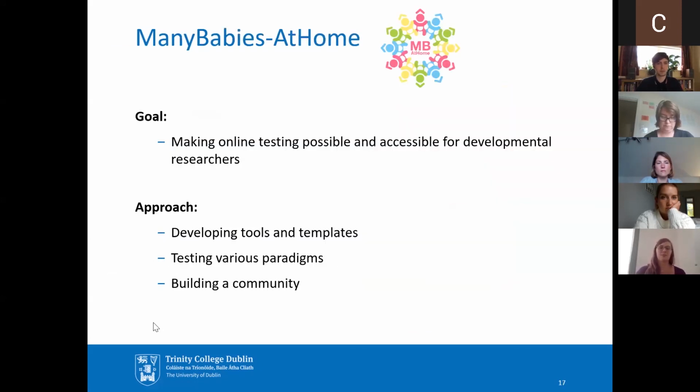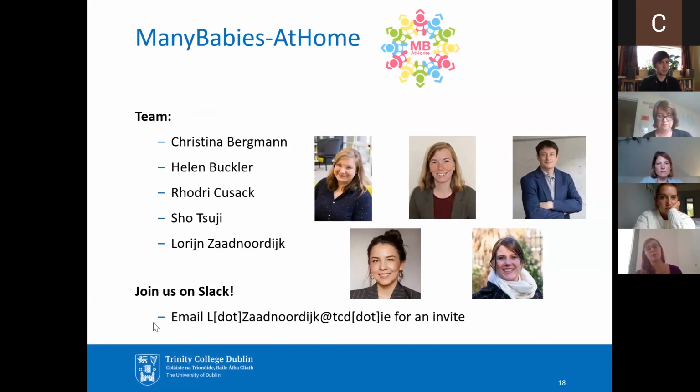In addition to these platforms, there's now a brand new ManyBabies initiative called ManyBabies-AtHome. Unlike previous ManyBabies initiatives, we're not focused on testing one particular cognitive phenomenon, but we're rather a methods-focused project with the goal to make online testing accessible for developmental researchers. And we're always looking for more researchers who are interested in this project. So if you want to join us, let me know. It's not required to have a baby lab or to even be a developmental researcher. Anyone is very welcome.